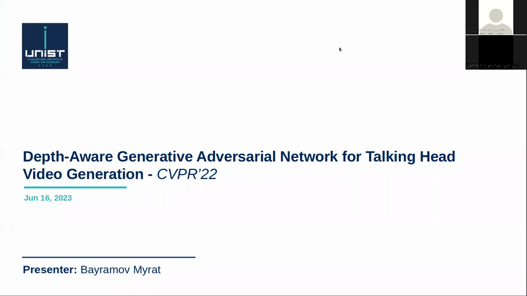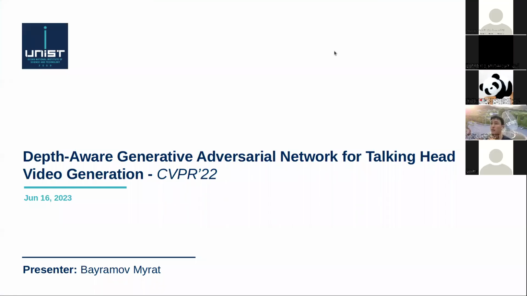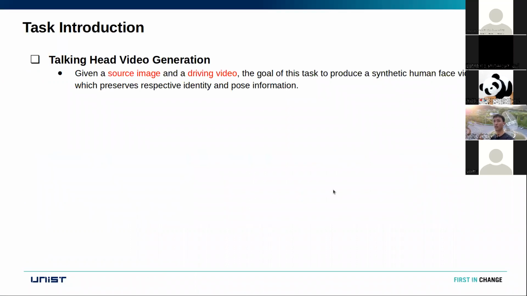Today, I will be presenting the depth-aware generative adversarial network for talking head video generation paper, published in CVPR 22. Let's get started. The main task the authors approach in this paper is: given a source image and a driving video, the goal is to produce a synthetic human face video which preserves the respective identity and pose information of the source images.